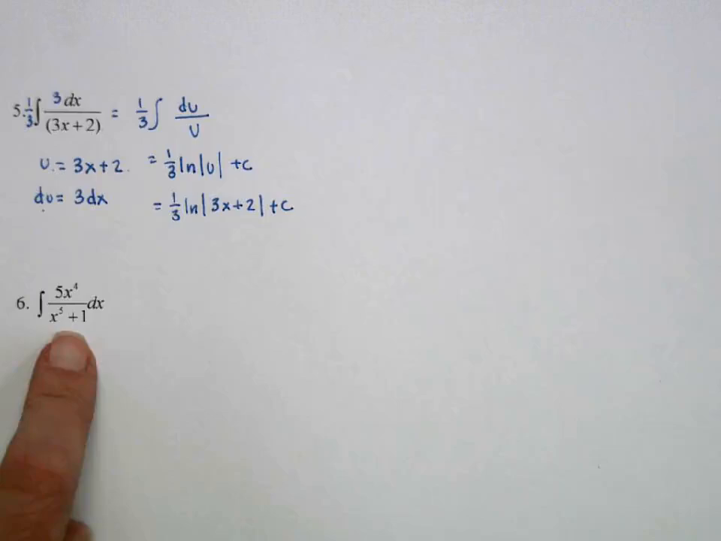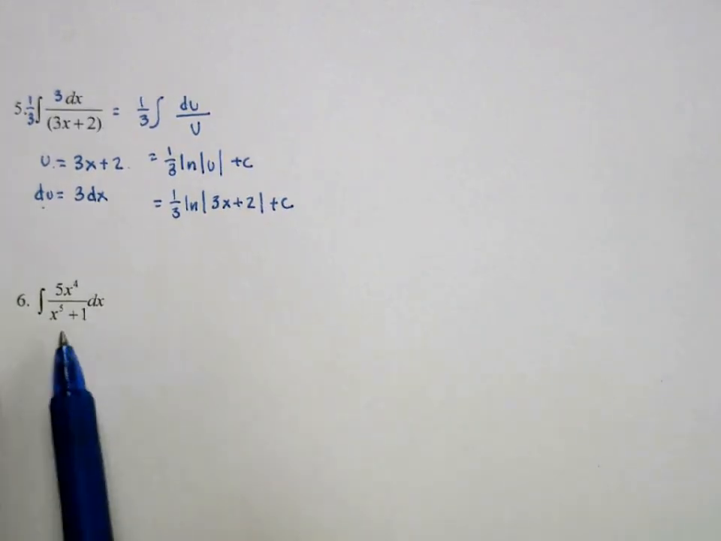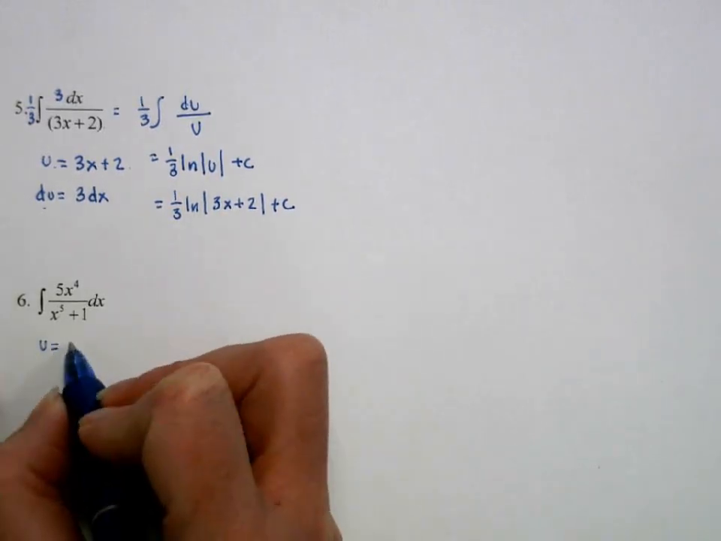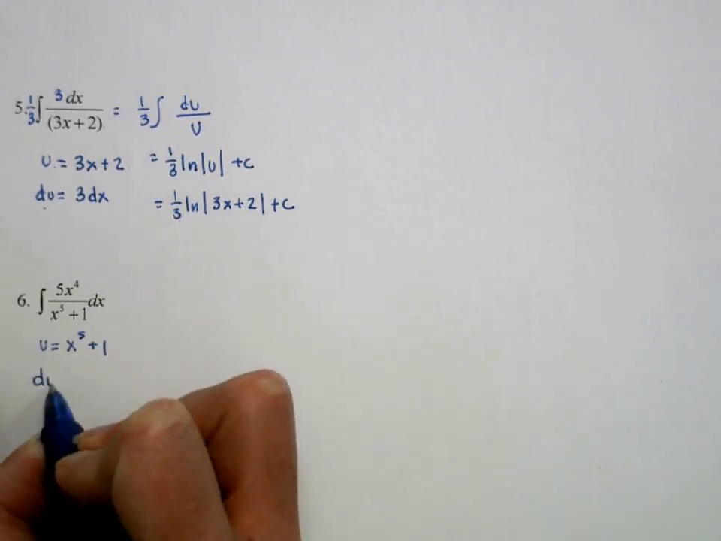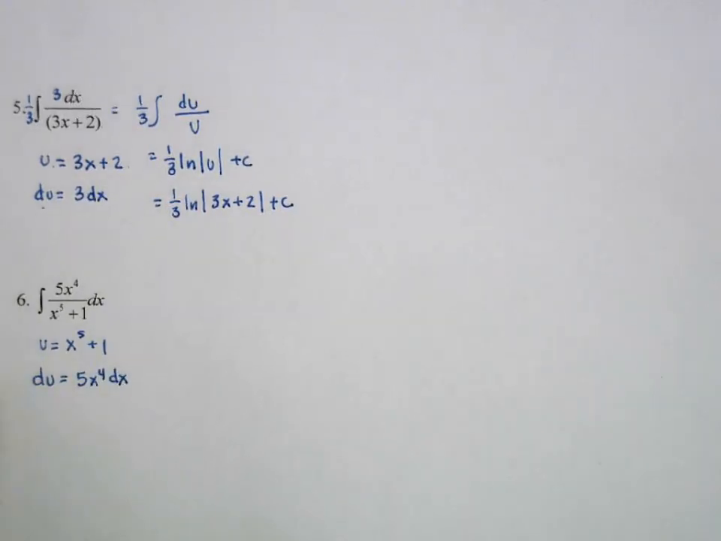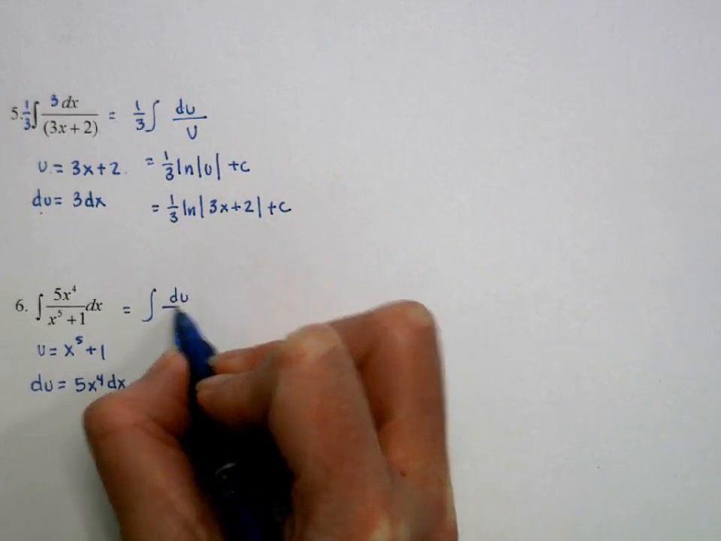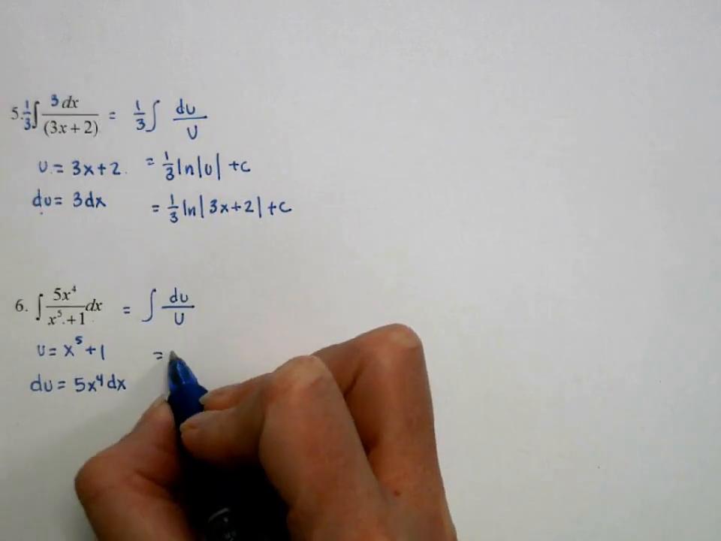Okay, here, at first glance, it looks complicated, but we notice I've got x to the 5th here, and the derivative of x to the 5th is 5x to the 4th. So this is just ripe for a u substitution. Okay, so my 5x to the 4th becomes du. My x to the 5th plus 1 becomes u, and we have another natural log.